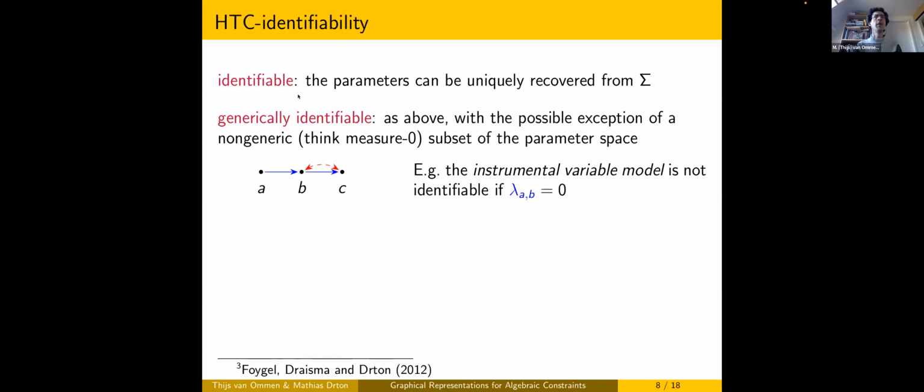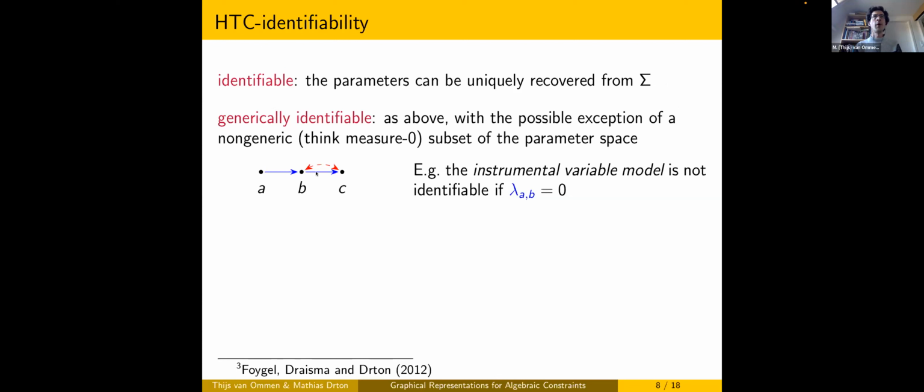However, identifiability is a bit of a strong requirement. So a weaker requirement is generic identifiability, which is the same except that it allows some small subset of the parameter space to exist which maps to some sigma, and other points in the parameter space map to the same sigma. So then for such parameters, we would get a covariance matrix out for which we could not uniquely recover the parameters because there could have been multiple parameters behind this.